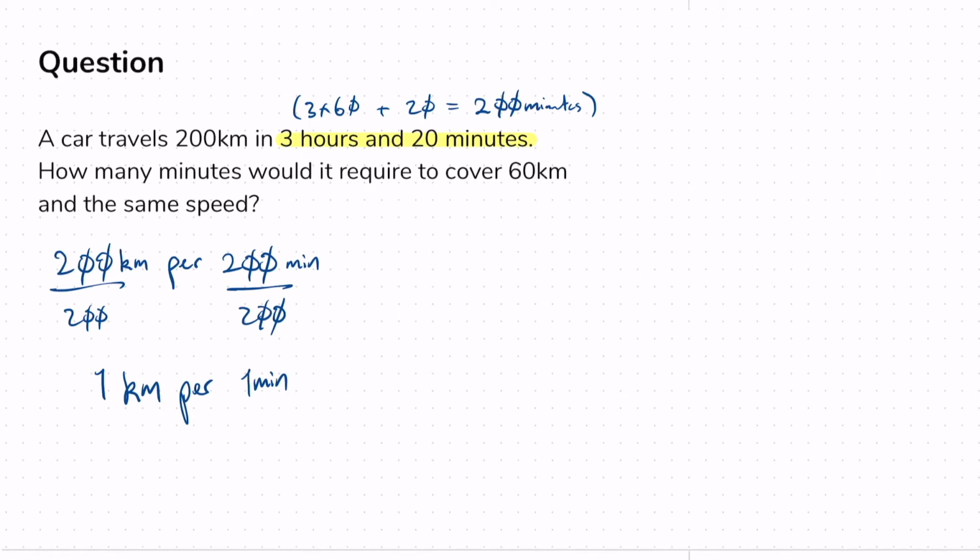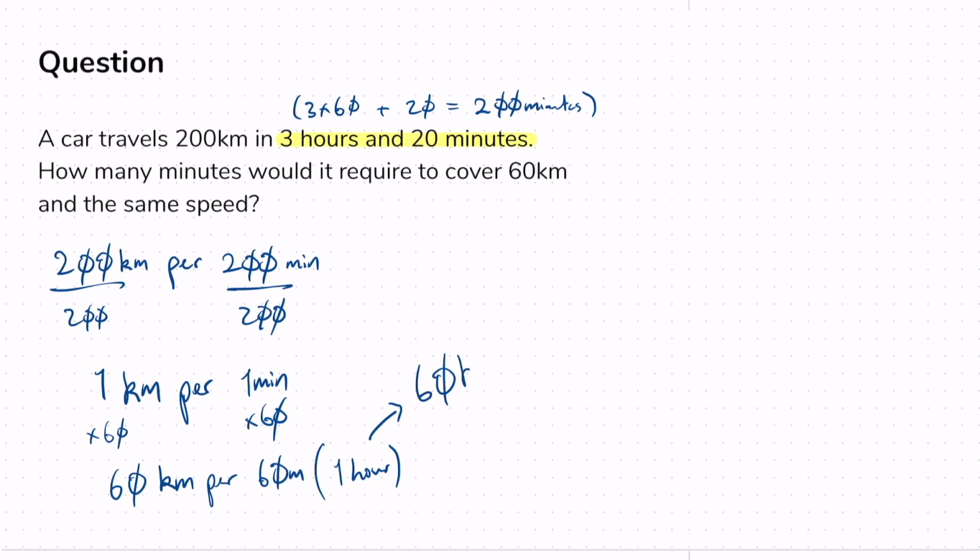So what does that mean for this? How many minutes to cover 60 kilometers? Well, to go from 1 to 60, I multiply by 60. And I have to do the same to the time, because I'm not speeding up. So it's 60 kilometers per 60 minutes, or 1 hour. Another way of thinking about this is that this person is going 60 kilometers per hour.